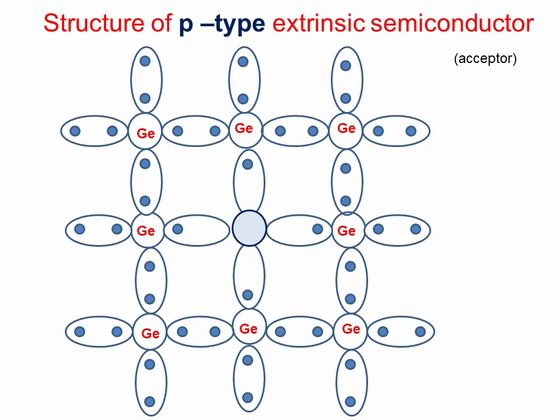This is the structure of p-type extrinsic semiconductor. From the intrinsic structure, we removed one germanium atom. Why do we do that? Yes, we are doping. Doping means addition of impurities to the intrinsic semiconductor. Here the addition is in the ratio of 1:10⁶ atoms.